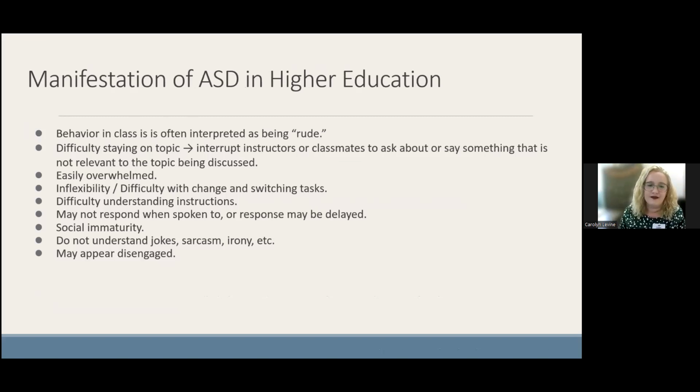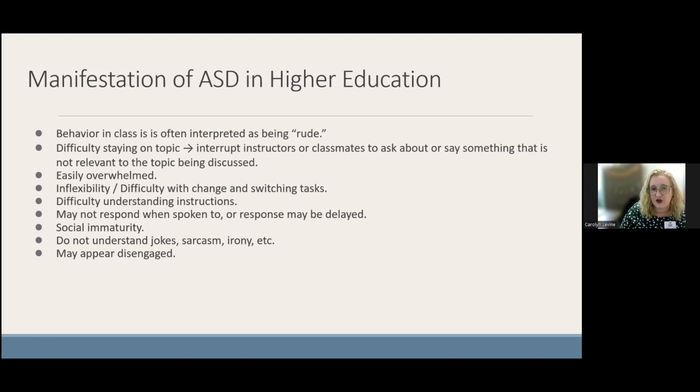Okay. So how does this look in higher education? Because we're in a post-secondary institution, we aren't going to see as many of those severe ASD behaviors and symptoms. So we're not going to see so much of the aggressive acting out or self-injurious behavior, stimming behavior. But we are going to see behaviors that may come off as rude, trouble staying on topic in class, they may interrupt a lot, or they like to say something irrelevant that has nothing to do with what you're talking about.